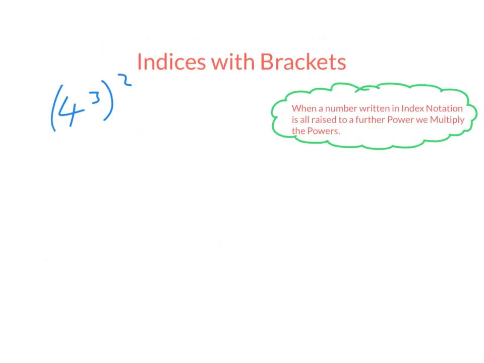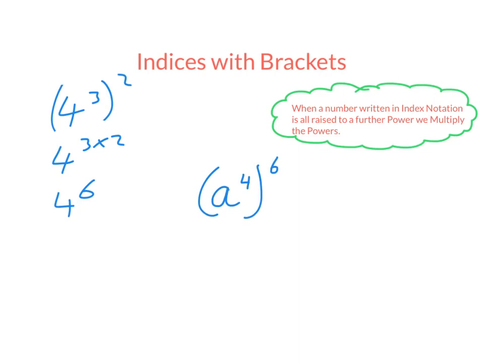Here we're asked to square a number inside brackets, but the number is already an index, in this case 4 cubed. So what we do here is we just multiply the indices. So this can be rewritten 4 to the power of 3 times 2, which is 4 to the power of 6. And usually we would leave our answer like this in index notation.